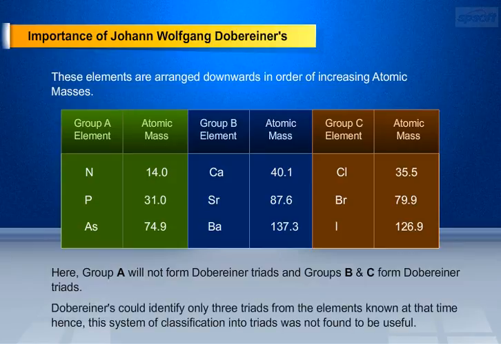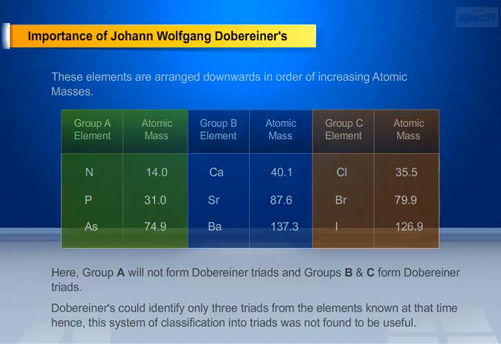Döbereiner could identify only 3 triads from the elements at that time, hence, this system of classification into triads was not found to be useful for further classification of elements.